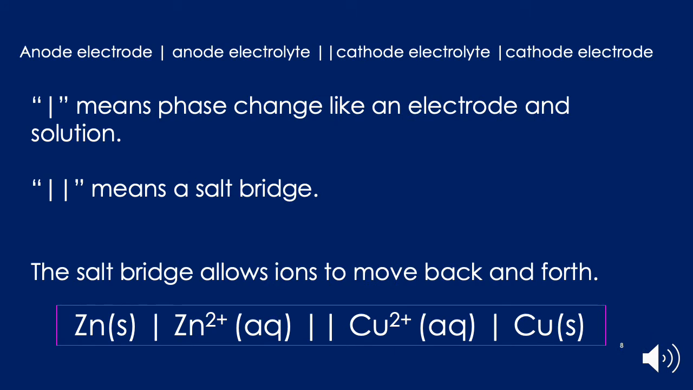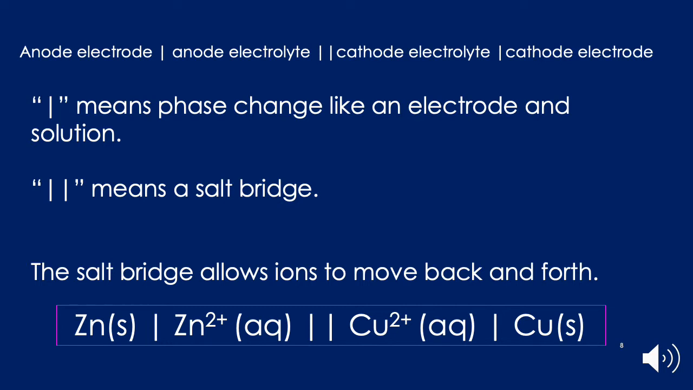There is another way to write out a redox reaction. It is by using cell notation. In cell notation, the anode reaction is listed first, then the salt bridge symbol with the 2 up and down lines represents the salt bridge, then the cathode reaction is listed last.